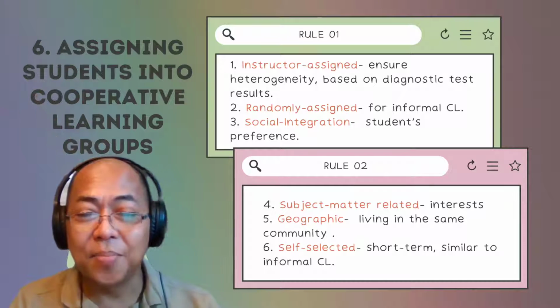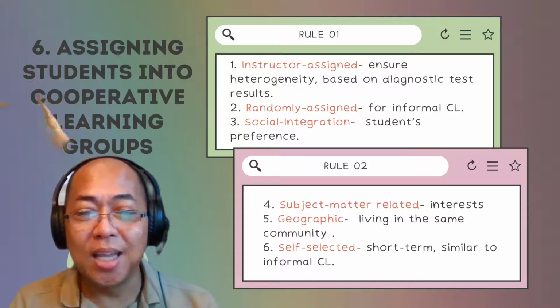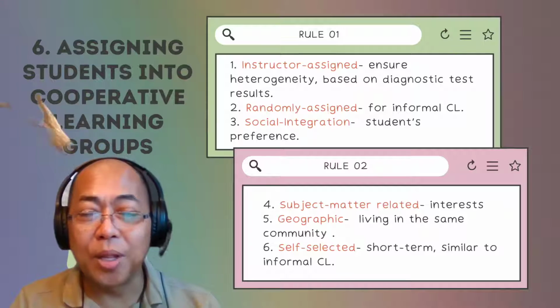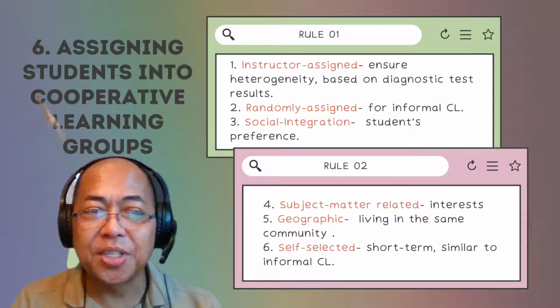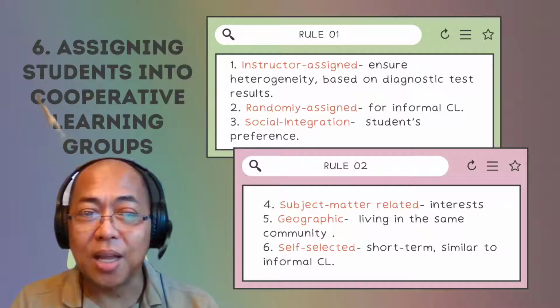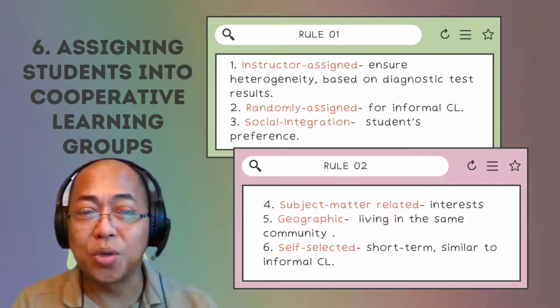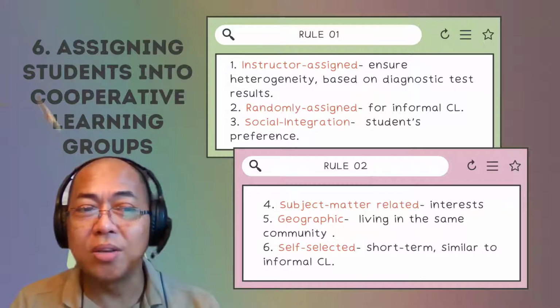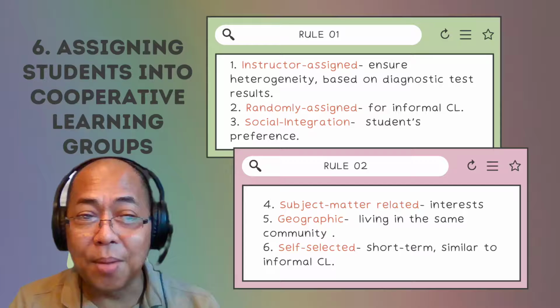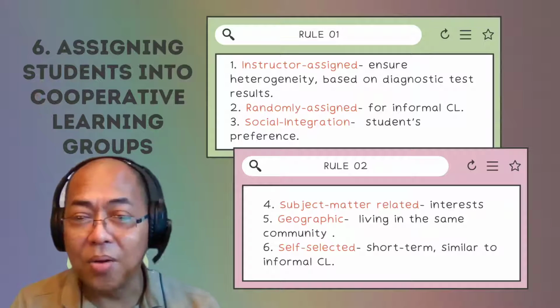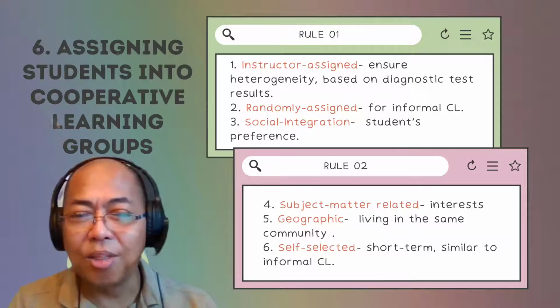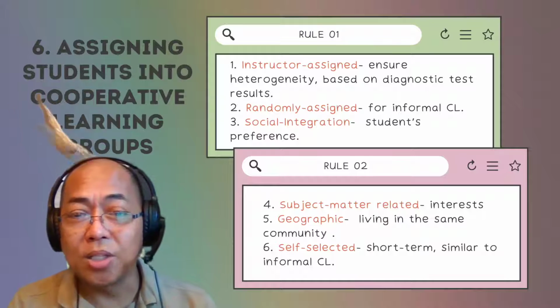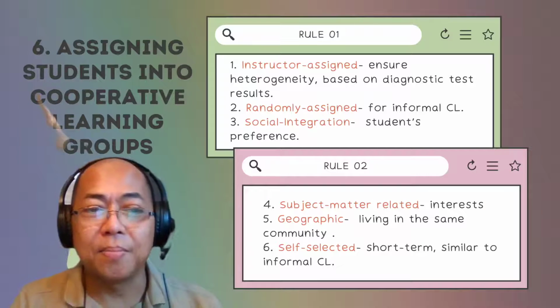There are 6 different ways to assign students to cooperative learning groups. First, instructor-assigned groups. The instructor can assign learners to groups to ensure that the groups are heterogeneous in terms of their academic ability, ethnic background, gender, and any other factors that the instructor feels are important.